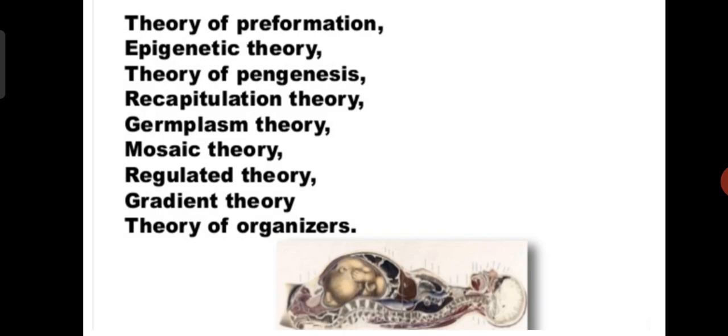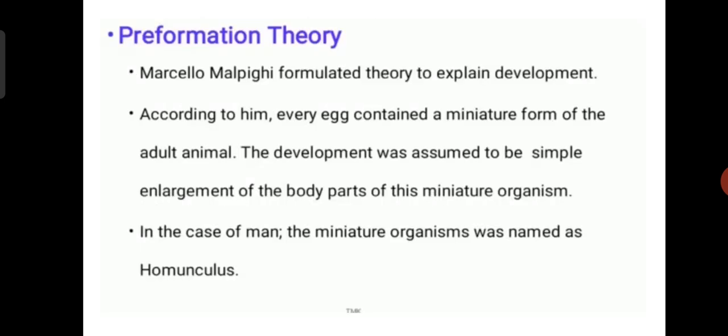Experimental theories are those where experiments are conducted to prove them, and historical theories are those proved only on the basis of history. Now let us discuss these theories one by one. First we start with the theory of preformation. What is the theory of preformation?